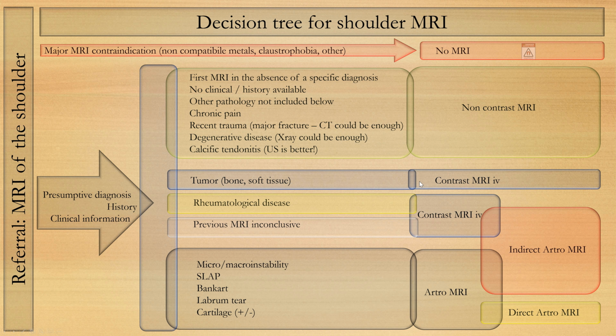If there is a tumor, we will do MRI with IV contrast. If there is a rheumatological disease or the previous MRI is inconclusive, then we must choose between IV contrast MRI or indirect arthro MRI, which will give us better information.